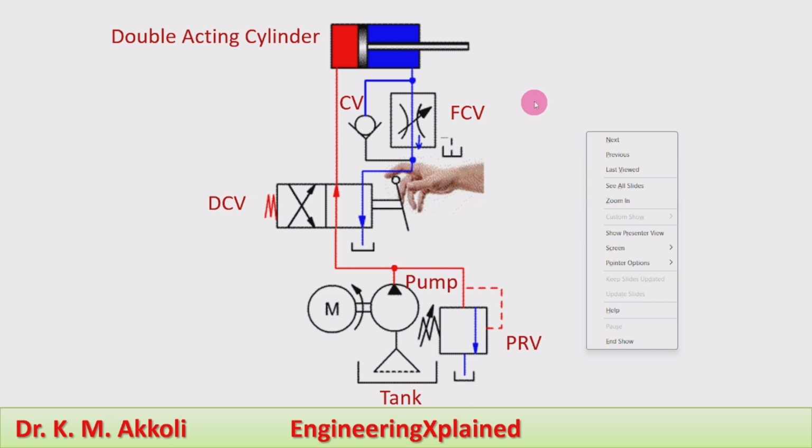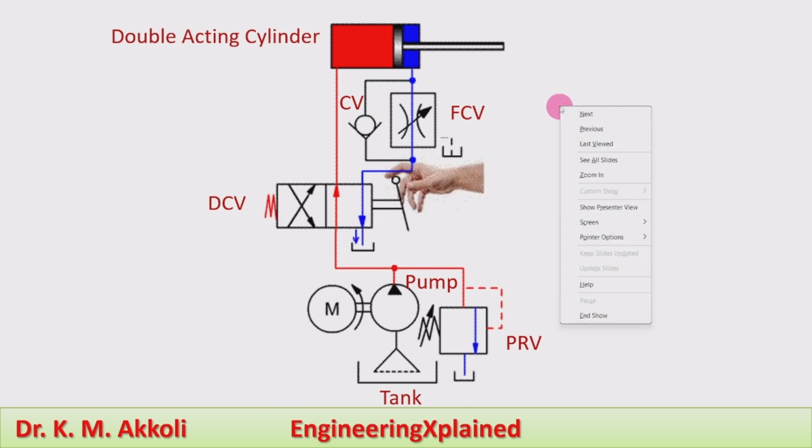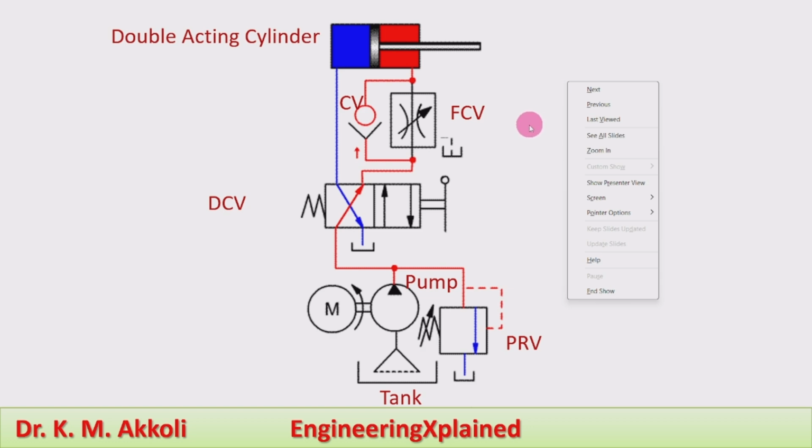Then the other position: when the cylinder is completely extended, the direction control valve is actuated to the left position. Then fluid from the pump is flowing to the rod end port of the cylinder. And in this direction the check valve is present. The check valve will open in this direction of the flow.